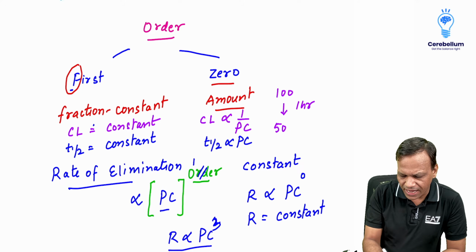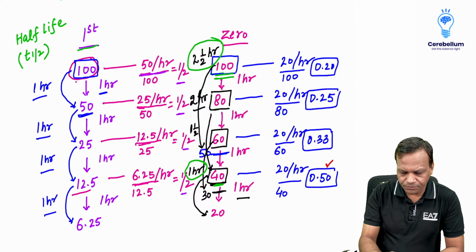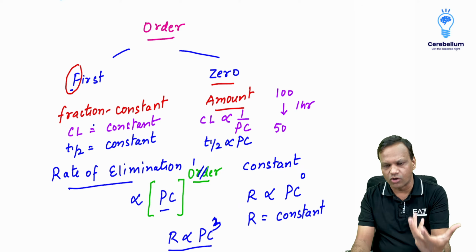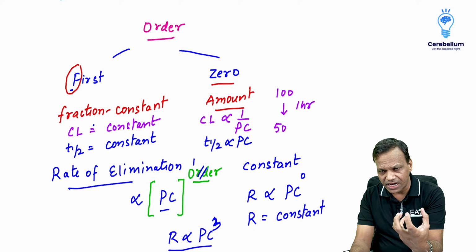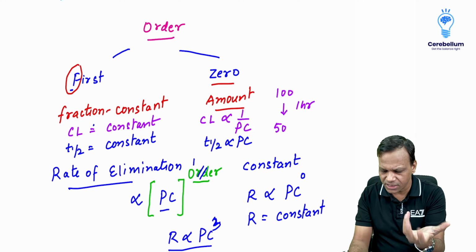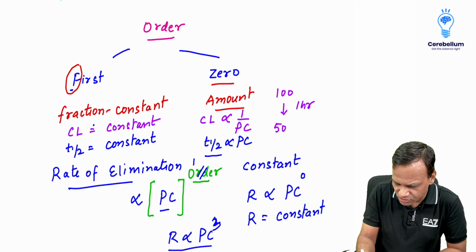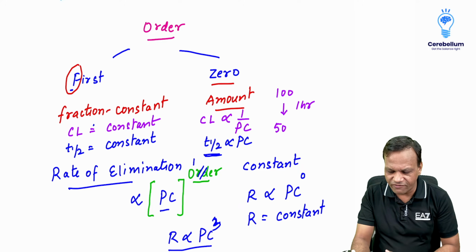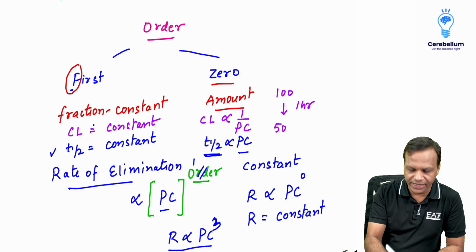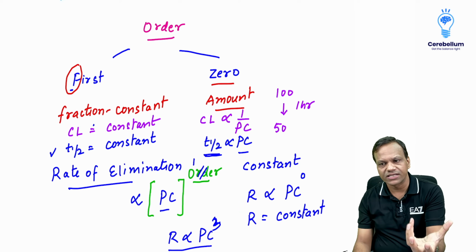So if we see clearance, first of all, fraction, we know fraction is constant. When fraction is constant, 50% fraction will also be constant. 50% means half, so half-life will be constant in first order kinetics. Clear? Because 50% is constant.